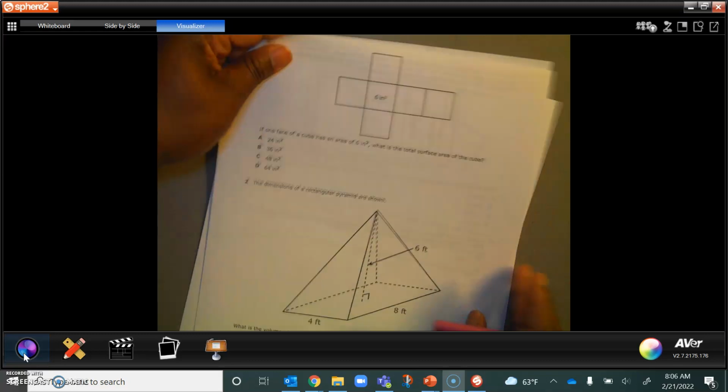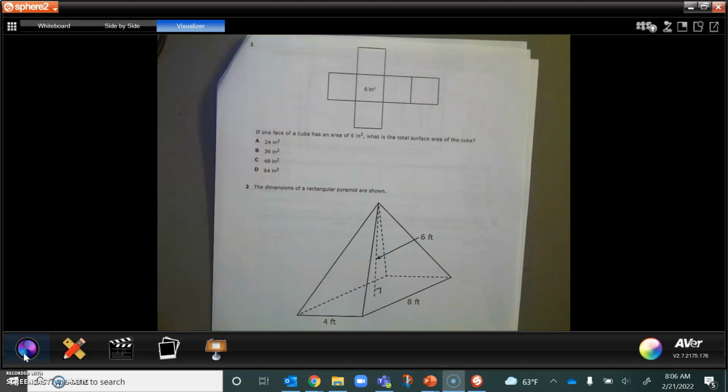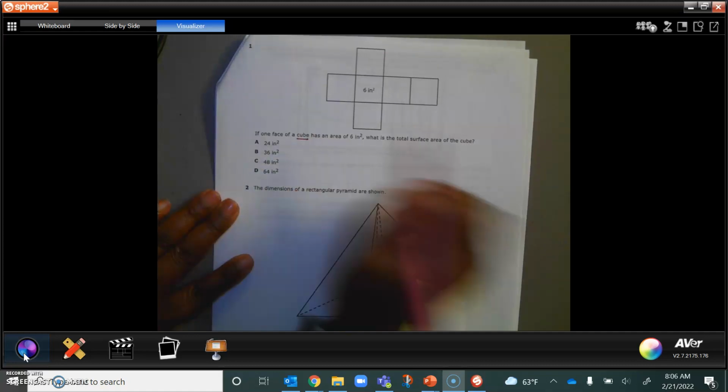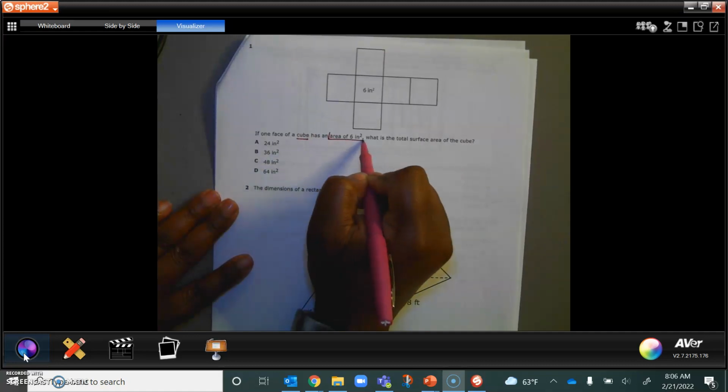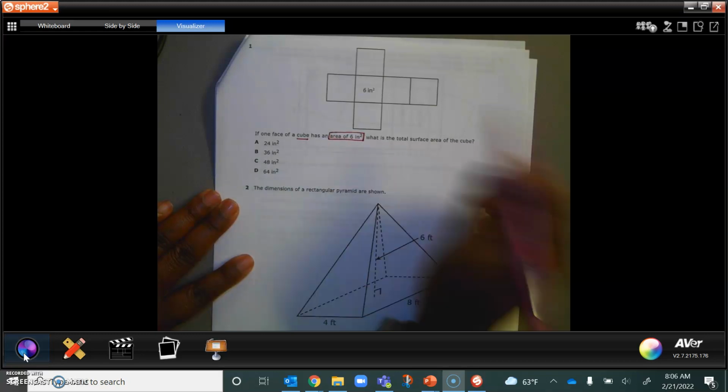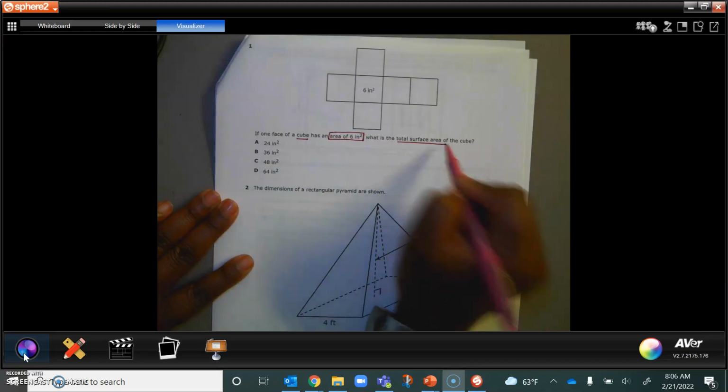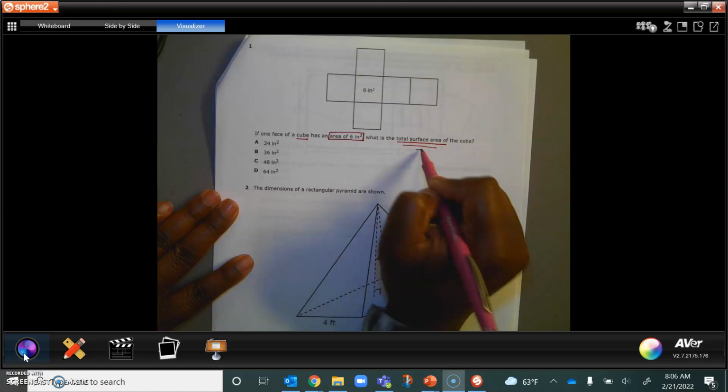All right, so today we're going to review our Unit 4 test on 2D and 3D geometric concepts. Let's take a look at number 1. For number 1, it says if one face of a cube has an area of 6 inches squared, what is the total surface area of the cube? So I'm looking for the total surface area.